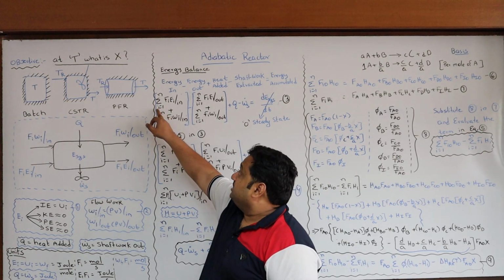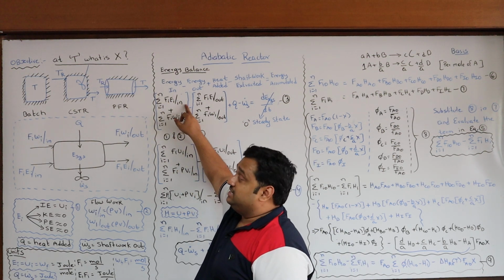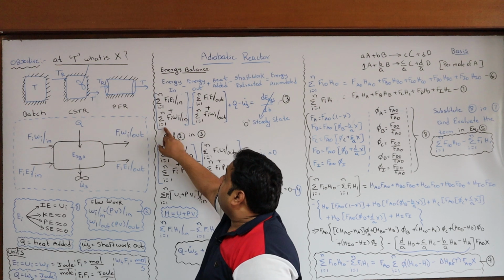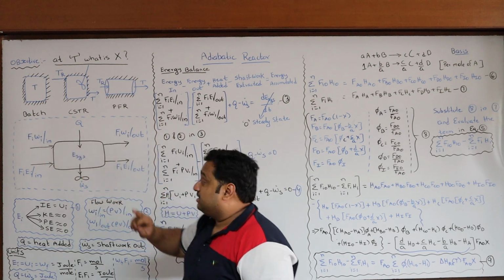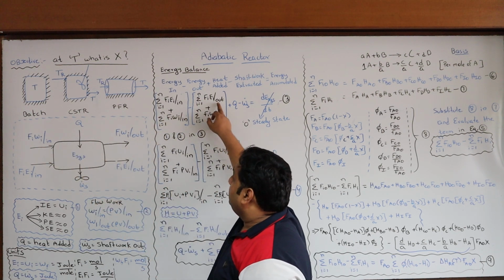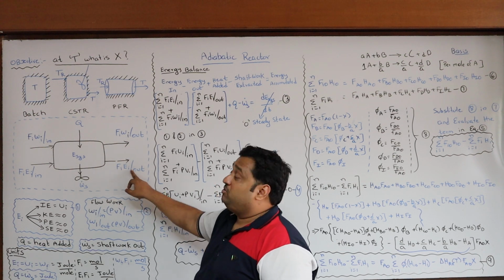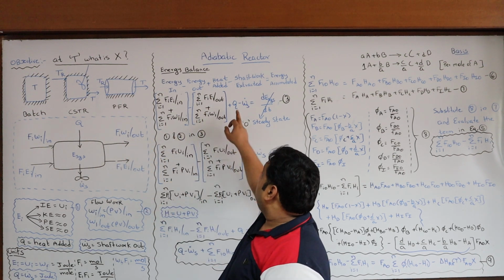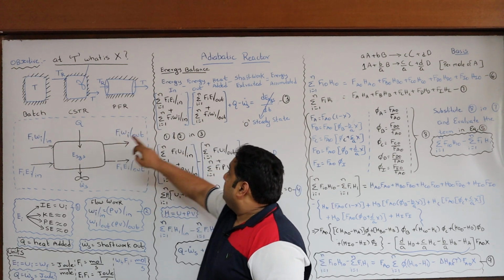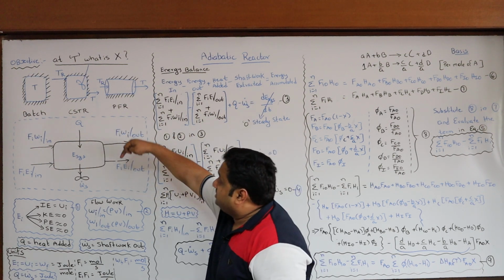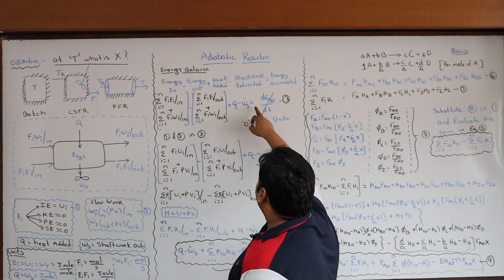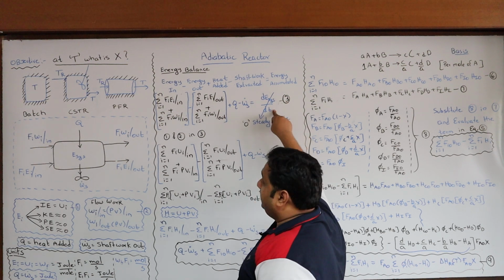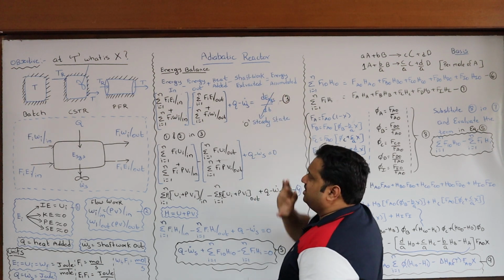That is why sigma 1 to n inlet flow energy, sigma 1 to n the internal energy out, sigma 1 to n the flow energy out, plus Q that is added, minus shaft work that is extracted, equals what is accumulated in the system. So at steady state it is equal to 0.